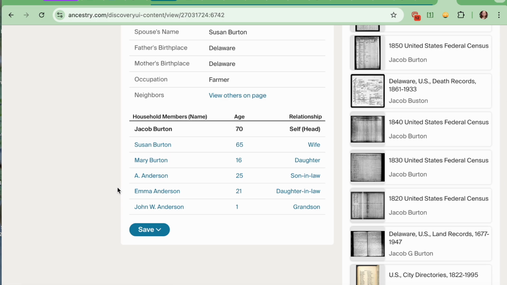Here he's with his wife Susan, daughter Mary, son-in-law A. Anderson, daughter-in-law Emma Anderson, so A. Anderson's wife, and then their son, John Anderson.